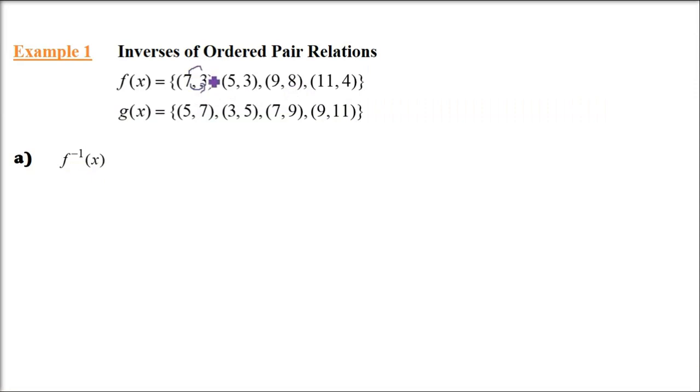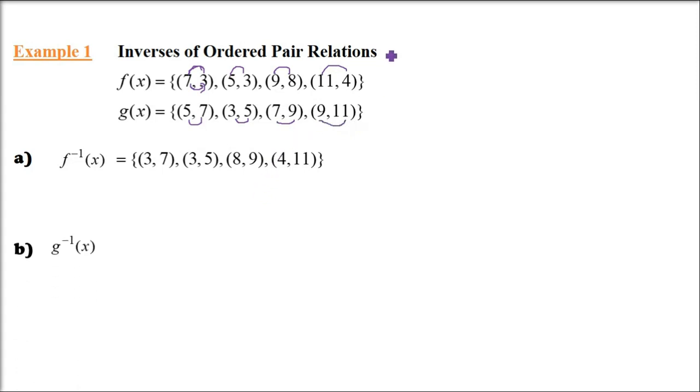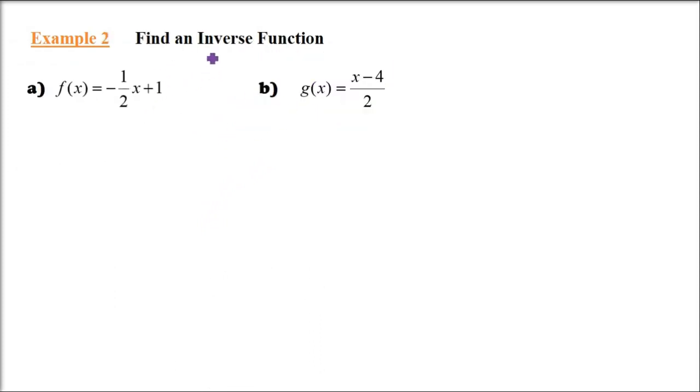How to find out the inverse of an ordered pair relation? Just change the position. (7, 3) will become (3, 7), (5, 3) will become (3, 5), (9, 8) will be (8, 9), (11, 4) will be (4, 11). This will be (7, 5), (5, 3), (9, 7) and (11, 9). Right? Now the first function has something which I want you to tell me. What is the situation here? Whether it is going to form a proper function or not.